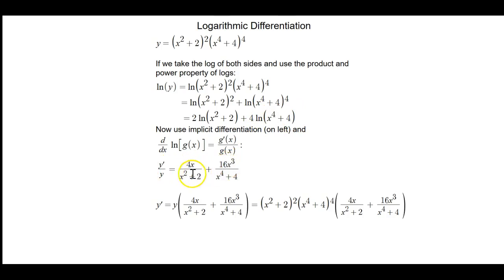So now notice that I still have a y here. So I solve for y prime by multiplying both sides by y. And what is this y? It was just the original function. So I just replace this y with the original function. And that's it. So you can make the argument that this actually would have been easier to differentiate with the product rule, but I just wanted to illustrate where you can use logarithmic differentiation in functions that you've found the derivative of before.